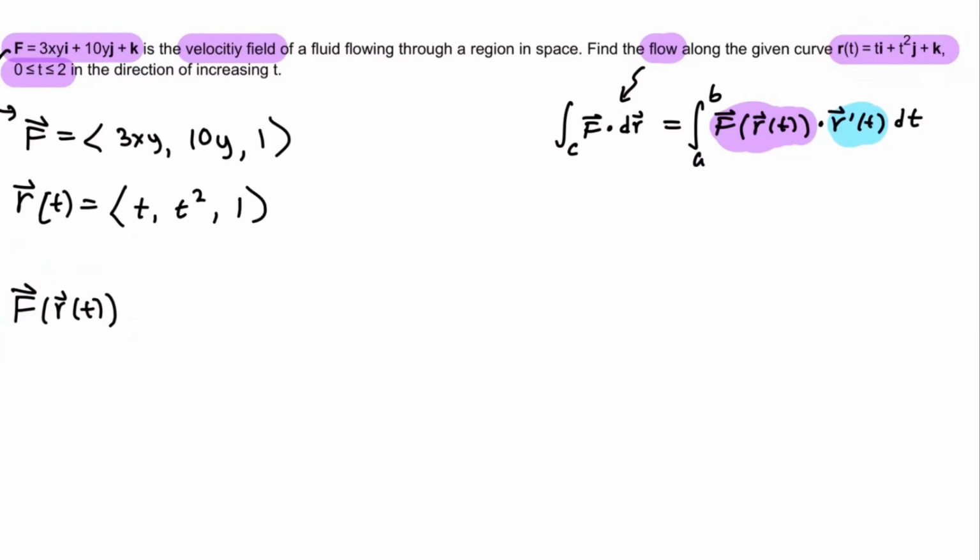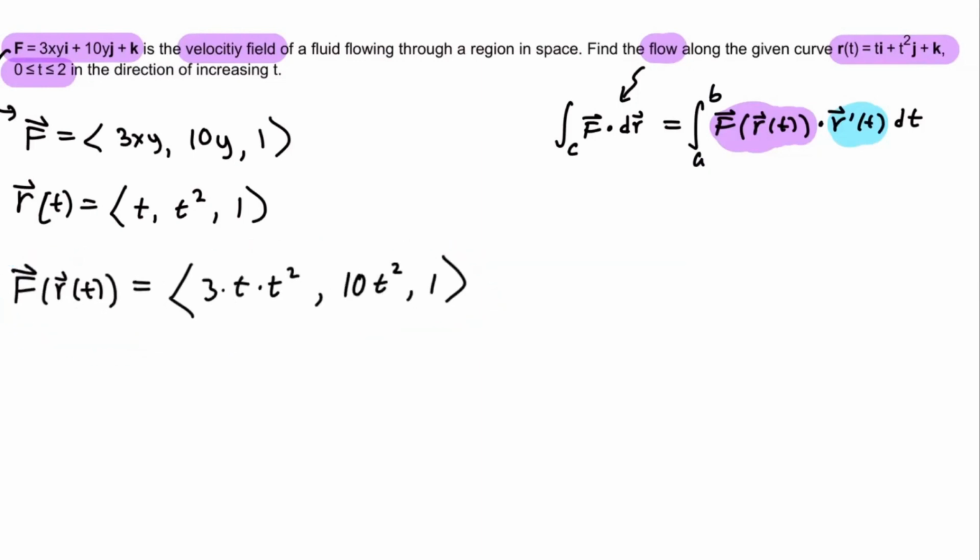Now we're going to make the substitution for x, y, and z into our F. So F of R of t is going to be: x is replaced with t, y is replaced with t squared, and z is 1. So we have 3 times x, that's t, times y, that's t squared. That's our first component. Then we have 10 times y, where y is t squared, and z has nothing to substitute, so it will just be 1. All right, so that's F of R of t.